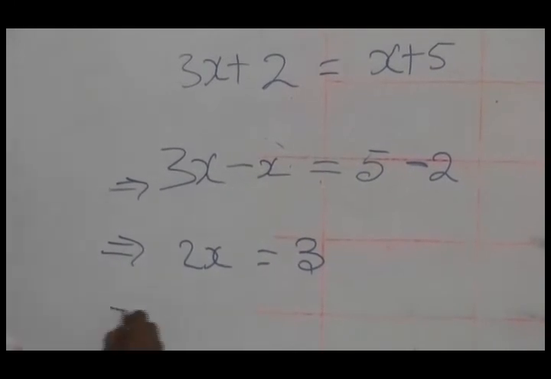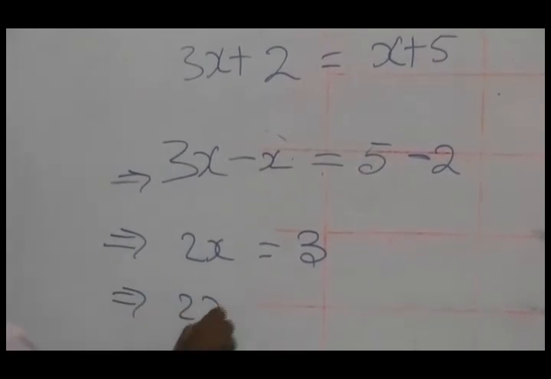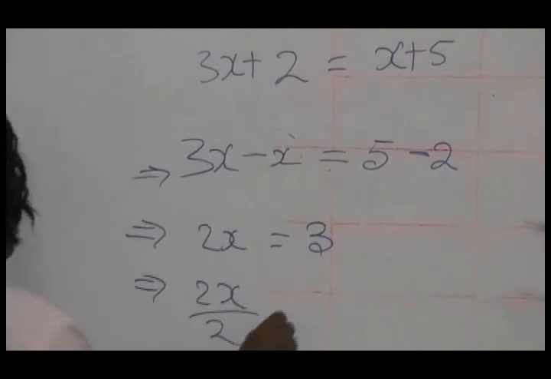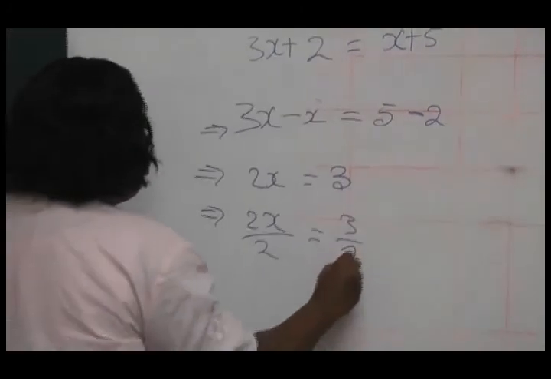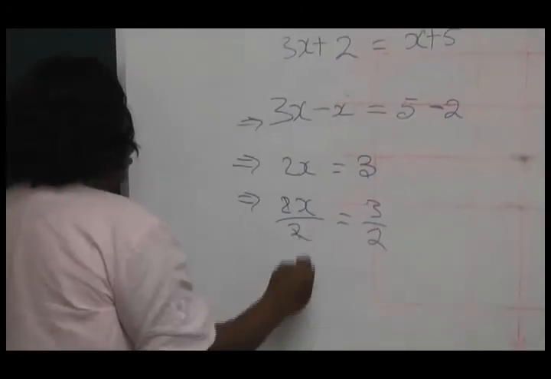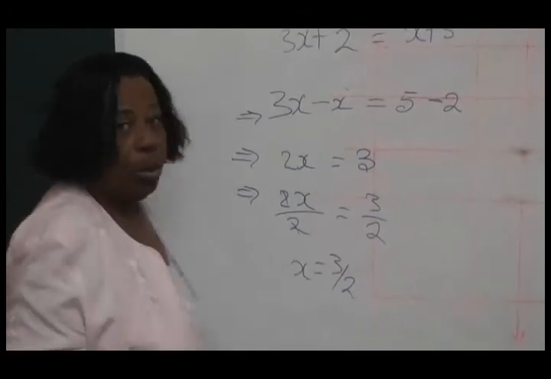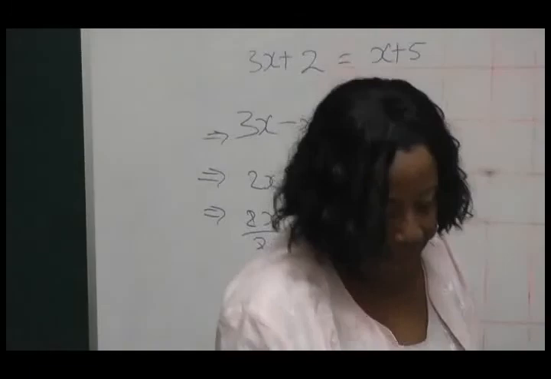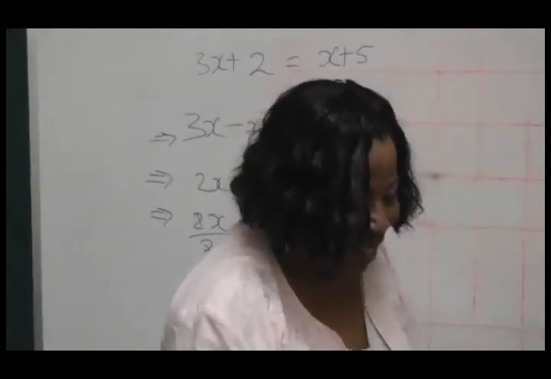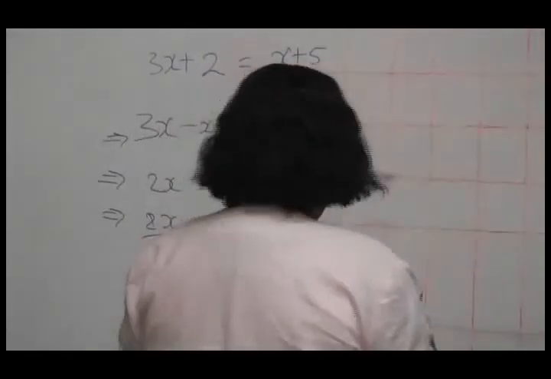So what are we going to do? We're going to divide both sides by the coefficient of the x. So you're going to get 3 upon 2. The 2 goes. So x then will be equal to 3 upon 2. Okay? And that is what we are doing. It does not change because it says multiple choice.